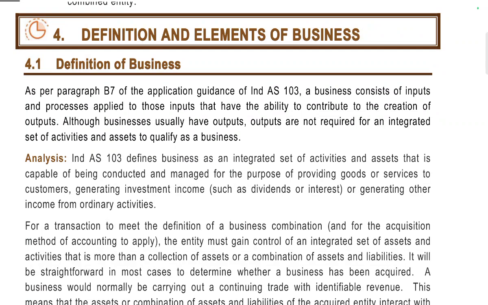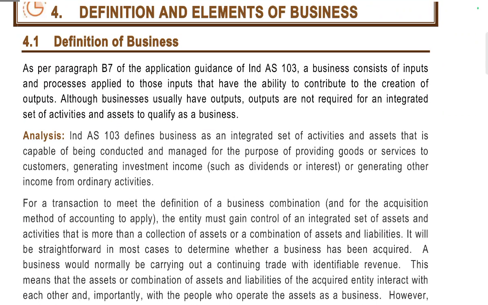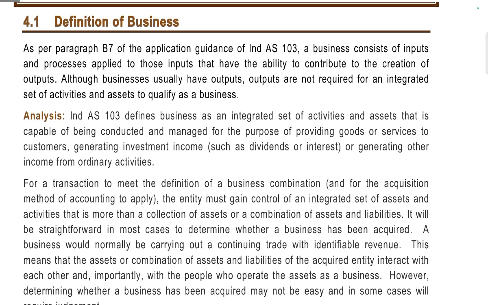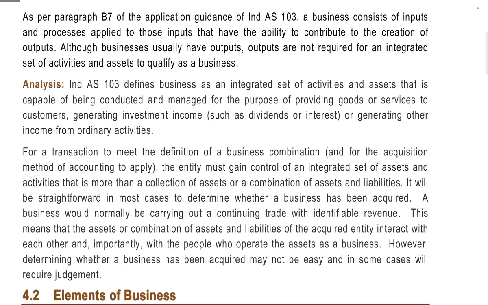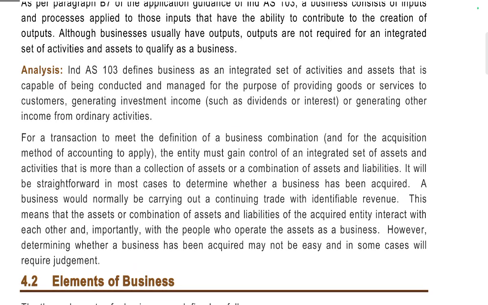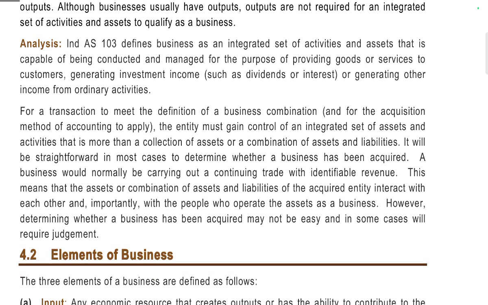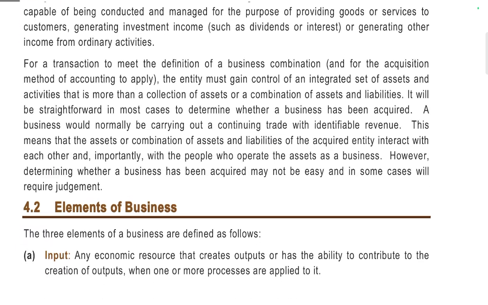Definition and elements of a business. The definition of a business is per paragraph B7 of the application guidance in Ind AS 103. A business consists of inputs and processes applied to those inputs that have the ability to contribute to the creation of outputs. Although businesses usually have outputs, outputs are not required for an integrated set of activities and assets to qualify as a business. Ind AS 103 defines a business as an integrated set of activities and assets capable of being conducted and managed for the purpose of providing goods or services to customers, generating investment income such as dividends, or generating other income from ordinary activities.